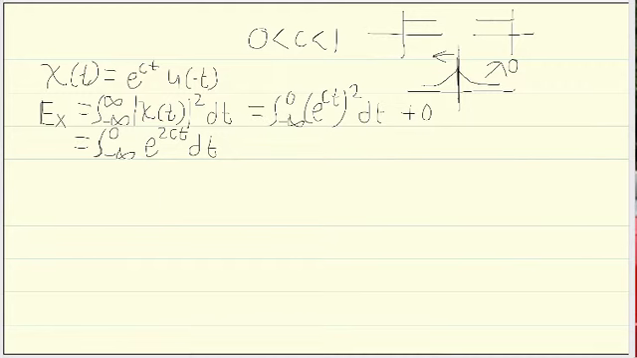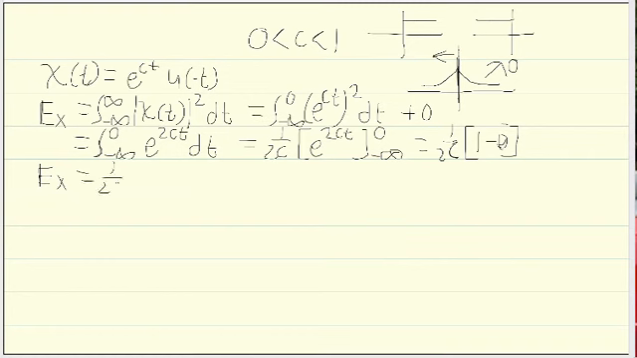And e's are really easy to integrate. This is just 1 over 2c times e to the 2ct, and we evaluate it from negative infinity to 0. This is 1 over 2c times 1 minus 0, so just 1, really. That's 0, by the way. So we get that energy is just 1 over 2c.